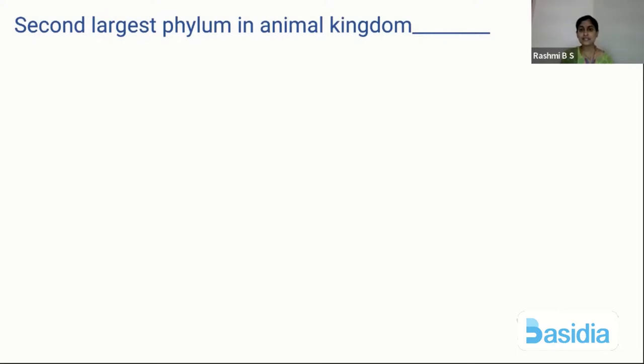Second largest phylum in animal kingdom. Second largest. See, first largest is arthropoda. Second largest is what? Which phylum? Very good, Pooja. Limulus. King crab, also called limulus. Yes. Second largest phylum in animal kingdom, children. Mollusca, right? Soft-bodied animals. Very good.